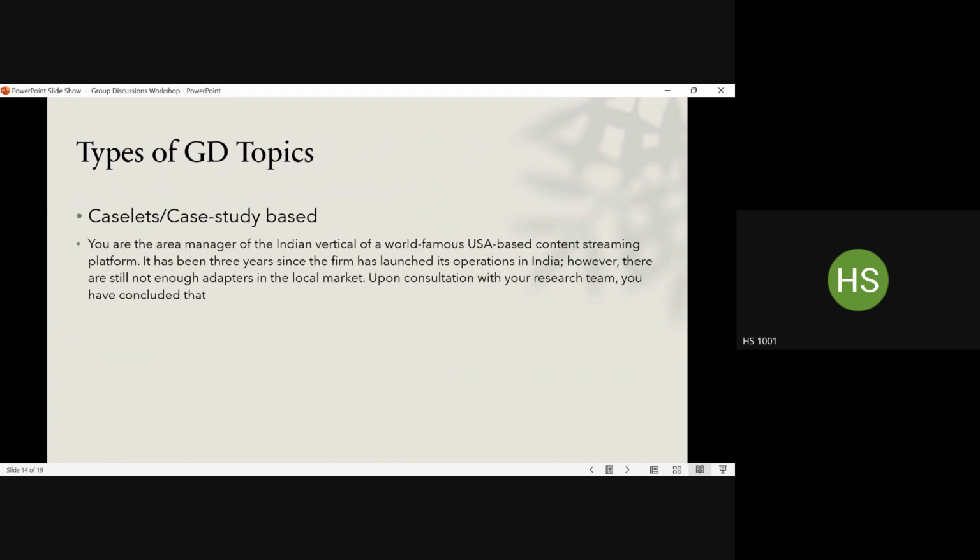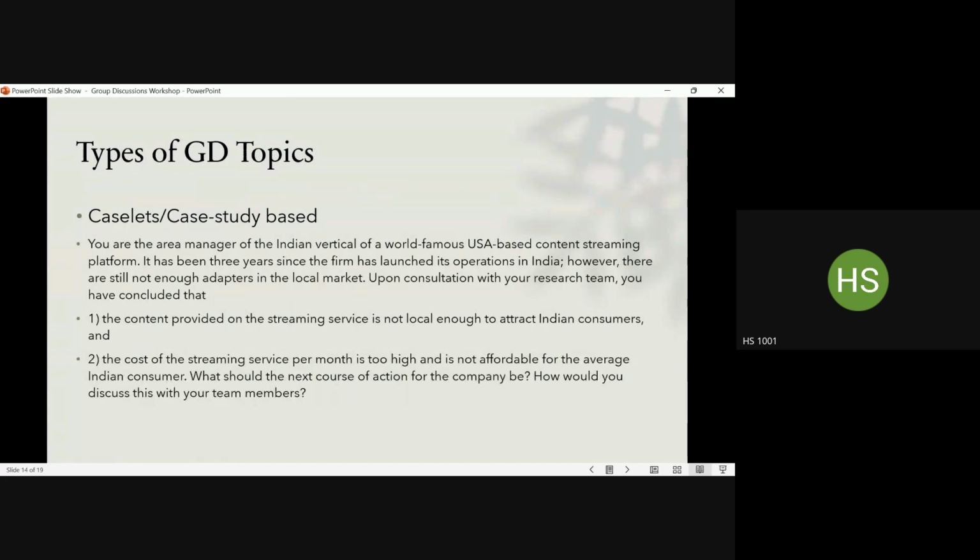You are the manager of the Indian vertical of a world famous USA based content streaming platform. It has been years since the firm has launched its operations in India. However, there are still not enough adopters in the local market. Upon consultation with your research team, you have concluded that there are a couple of issues here. The content provided on the streaming service is not local enough to attract Indian consumers, and the cost of the streaming service per month is too high and is not affordable for the average Indian consumer. What should the next course of action for the company be? How would you discuss this with your team members?